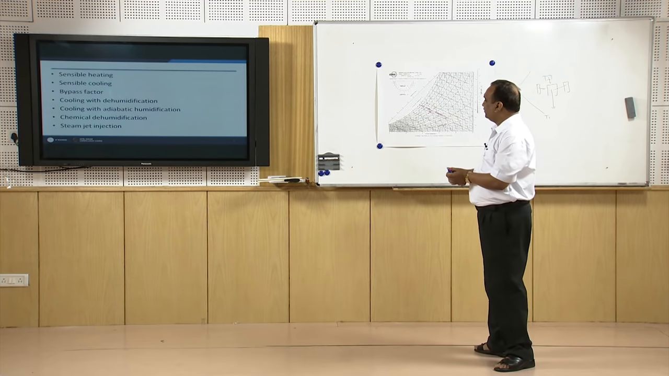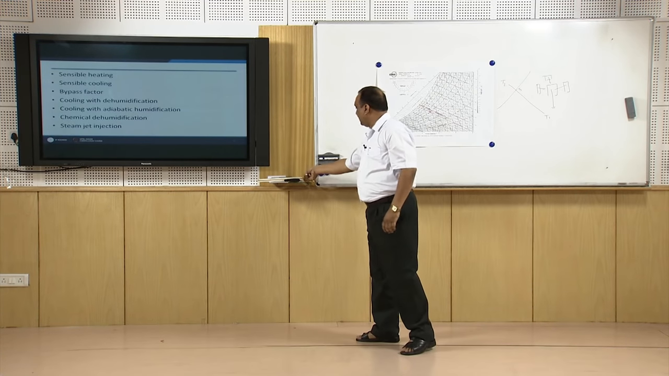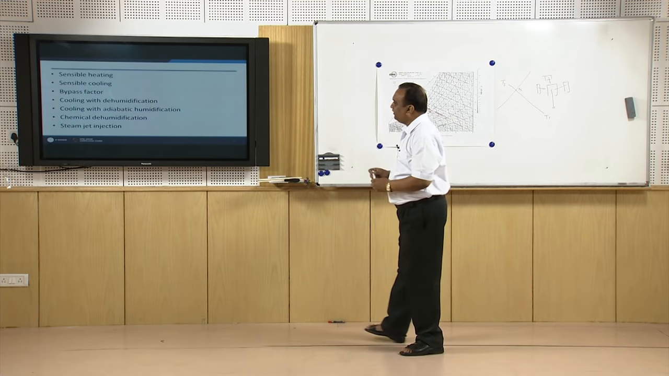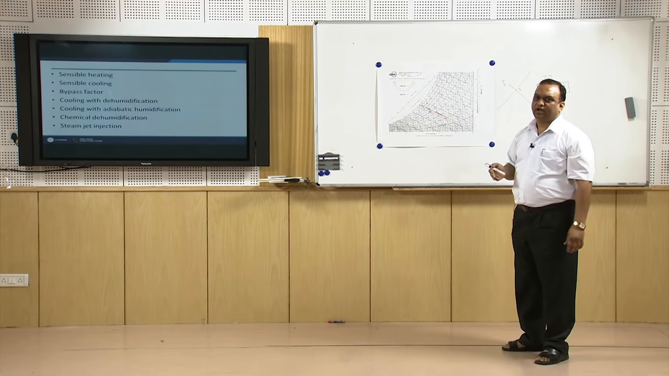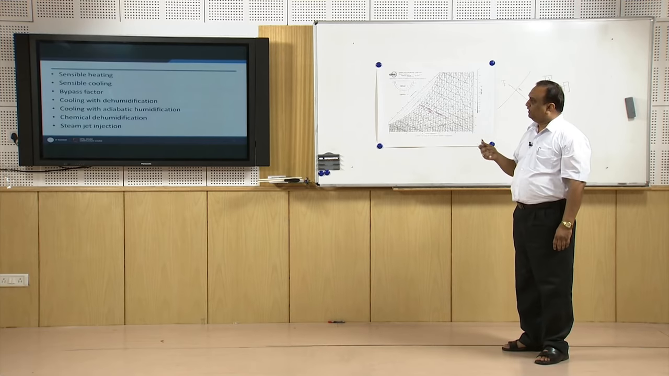So, these are certain processes we have discussed. These are elementary processes in an air conditioning system. Some more processes are to be discussed in the coming lecture. This is all for today.